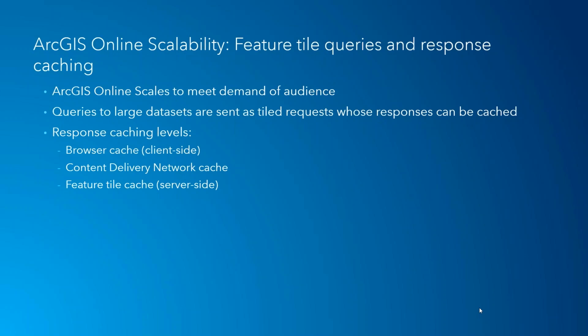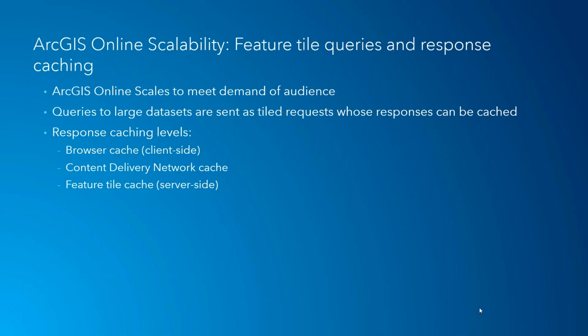So queries to large data sets are sent as tiled requests. Again, this is for features, not tiles, but it is a feature tile request. And then the responses are cached. So there's 3 places where we can actually cache this information so that it's already available when the web application sends the request to the server and pulls it back. So the first level is a browser cache, which is on the client side.